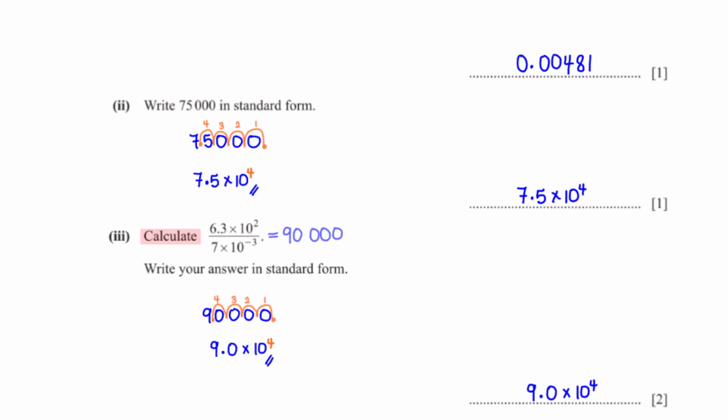Calculate 6.3 times 10 squared divided by 7 times 10 raised to the power negative 3. Write your answer in standard form. When we type this into the calculator, we get 90,000.